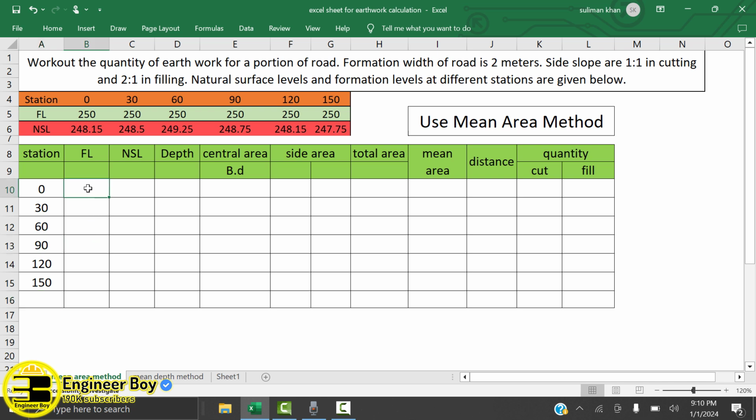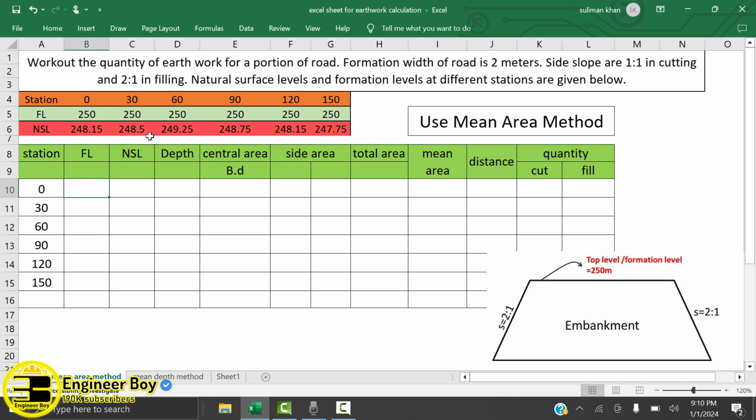Now the formation level is known, which is of course 250, given by the designer for each station. So I'm just going to use Excel, and that's why I love Excel. This is why I'm using Excel over here, because it does the job in a short time, in seconds.